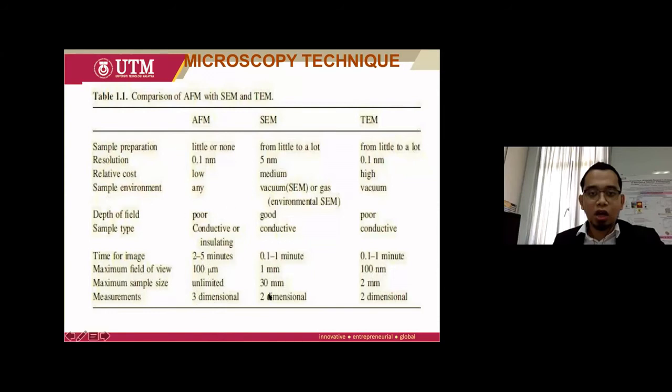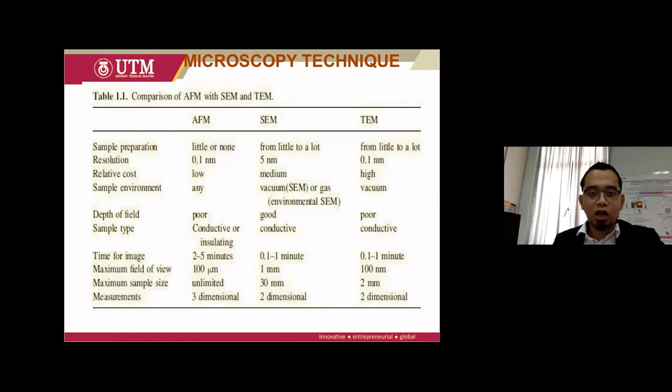Whether it's just two-dimensional, you can choose the SEM, but it's only giving you the surface analysis. For the TEM, you can go into the inner structures. You can see how it's built up of the atoms there, the structural properties there. Both are two-dimensional micrographs, but when you have AFM, you can go up to three-dimensional.